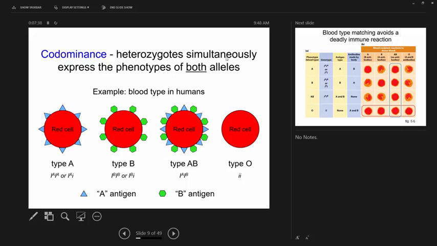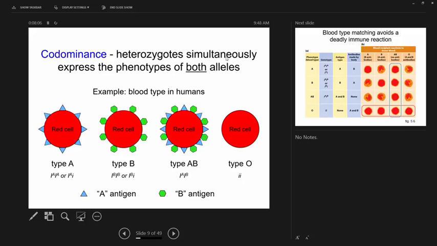The A antigen is coded for by, this is a big I, not an L, so big IA. The B antigen is coded for by big IB, and little i is recessive. So big IA and big IB are both dominant, and little i is recessive, because you don't have any antigen on there at all.